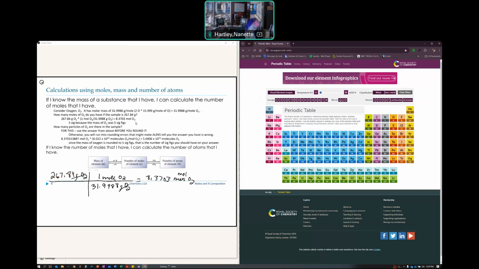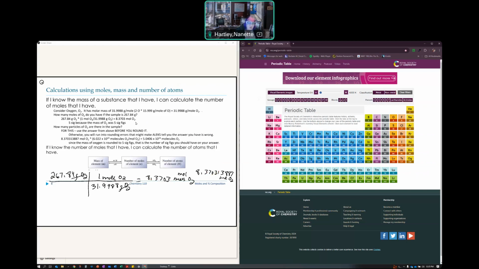Even though 267.84 divided by 31.9988 would give me 8.370313887 of O2. So that's my unrounded number right here. I would then round this to 5 sig figs. Okay.